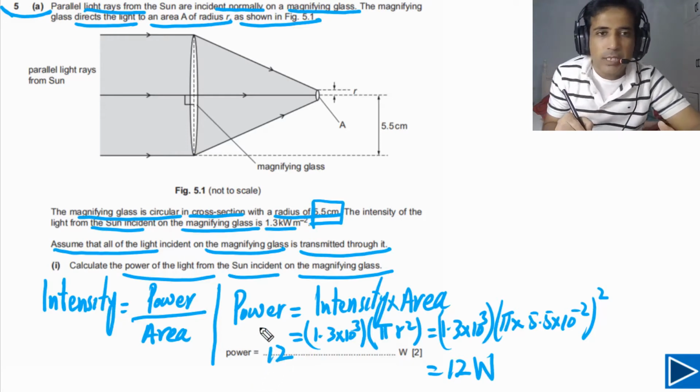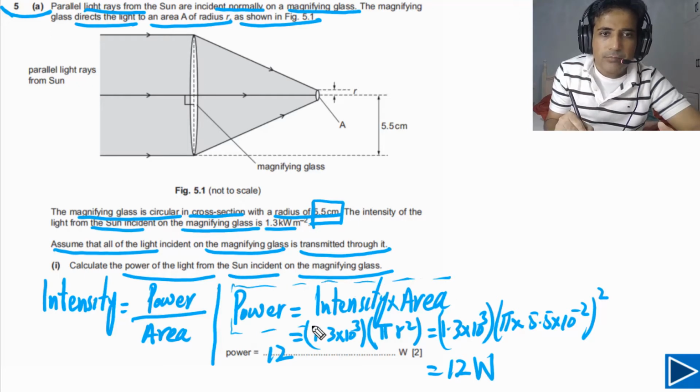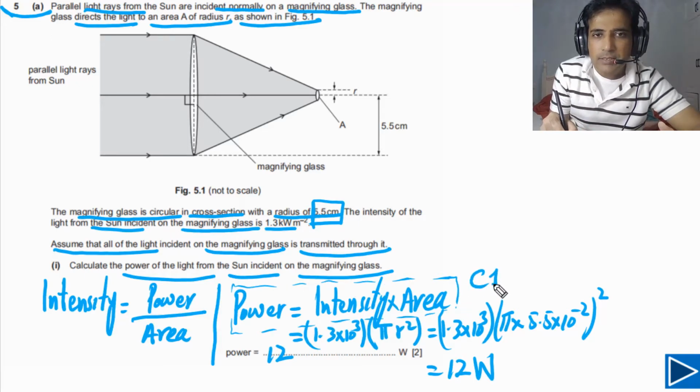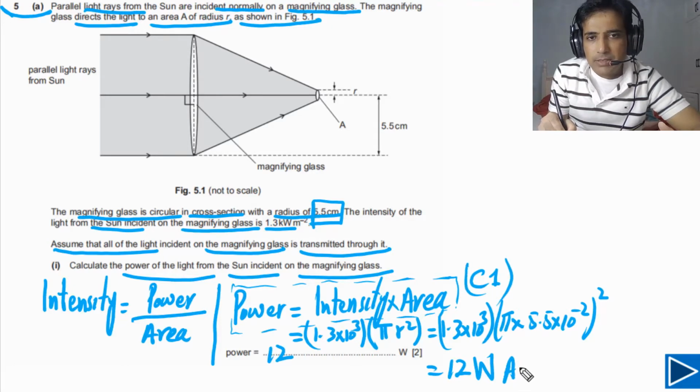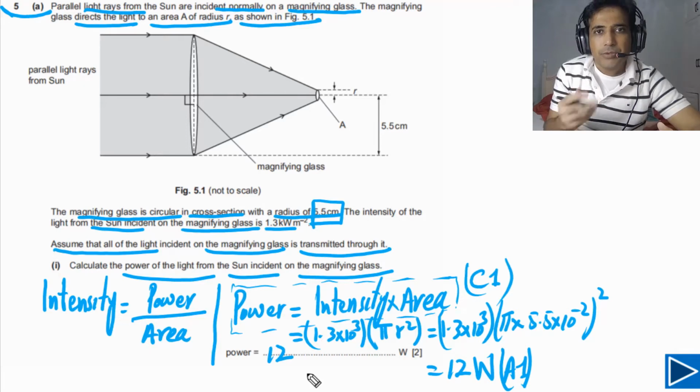This question has 2 marks. The first mark you will get if you have written this formula, and that is the C mark. And the second mark is the answer mark. If you have got the right answer, you will get the second mark. This is how marks will be awarded for this question.